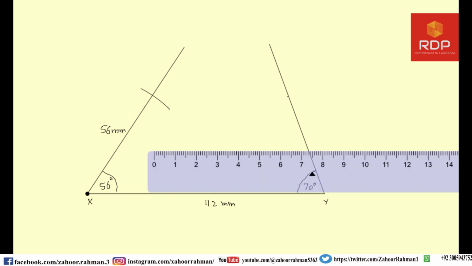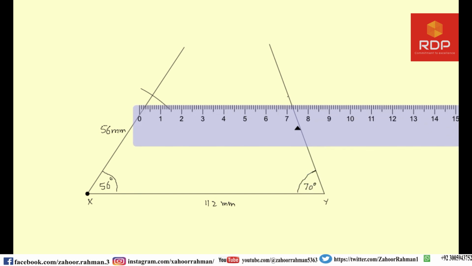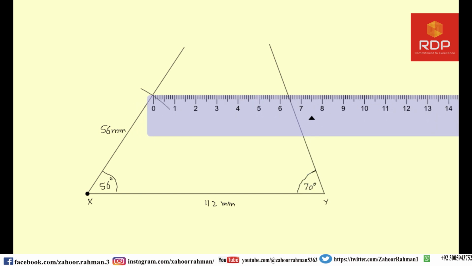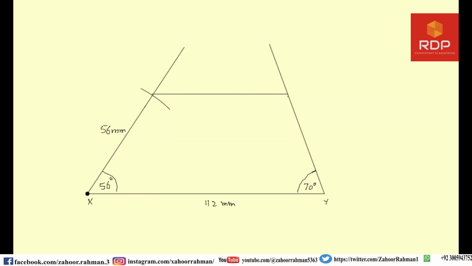Now next is you have to draw a parallel line. If you don't know the length of it, it doesn't matter, but it will be like this. So we have created two other points in which this one is W and this one is Z. So we created the trapezium.